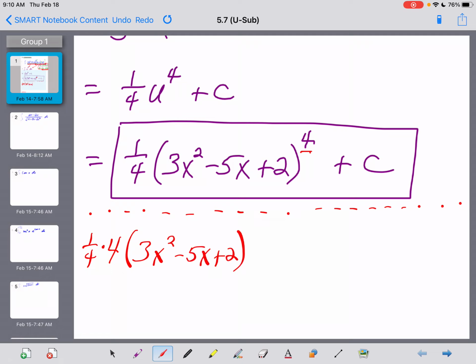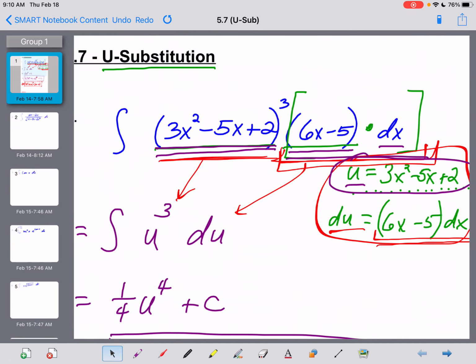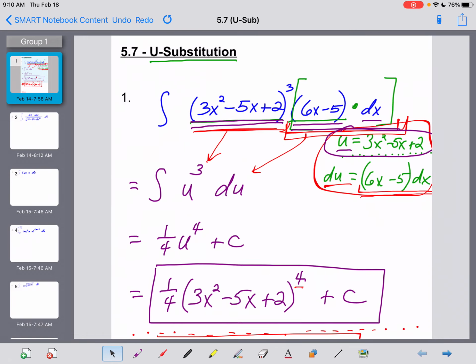We drop the exponent by 1, so that's 3, but wait, there's more, times the derivative within. And the derivative of 3x squared minus 5x plus 2 is going to be 6x minus 5. And what happens now? The 4 and the 1/4 cancel each other out, and that is the derivative of our answer. And sure enough, that matches perfectly the original integrand we started with.